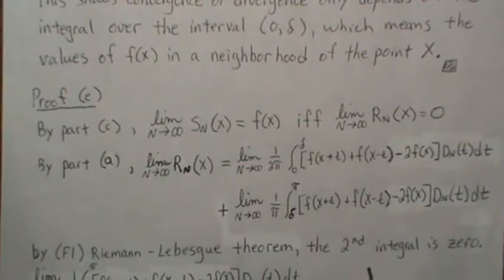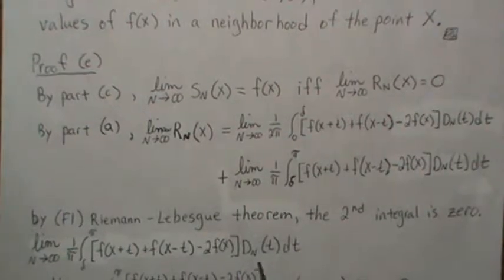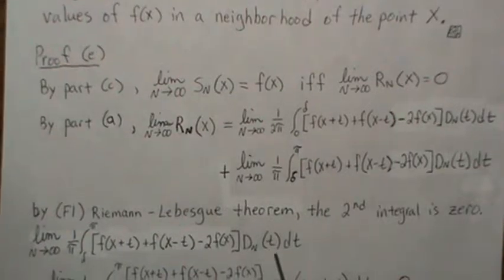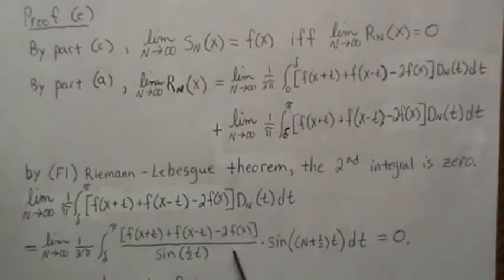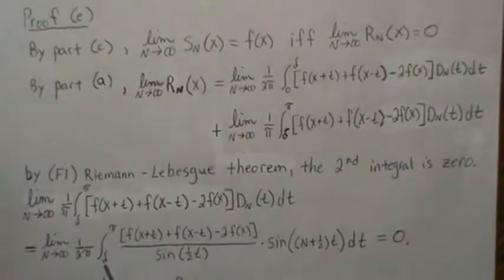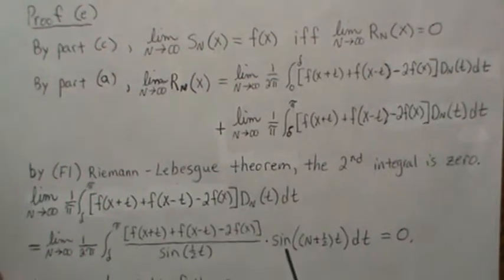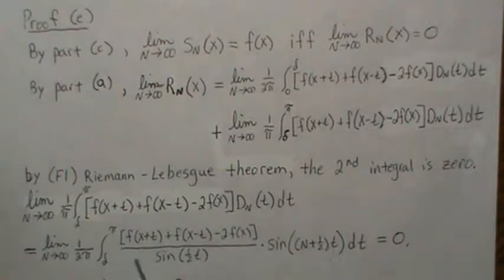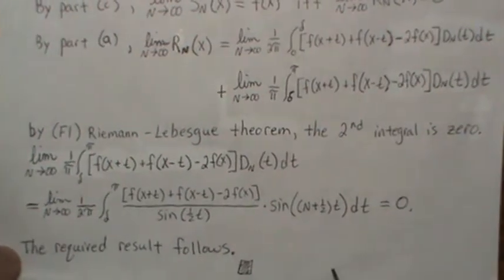So by the Riemann-Lebesgue theorem, the second integral is 0. And here's why. This is the integral, and then we substitute in what the Dirichlet kernel is, and it's this divided by that, with the 2 in there. Now, f is integrable, and we're dividing by a function that is fine when we're only going from delta to pi. So this is integrable. When you multiply an integrable function by sine or cosine, and this coefficient goes to infinity, this is 0, always. And then ultimately, thus the result follows.